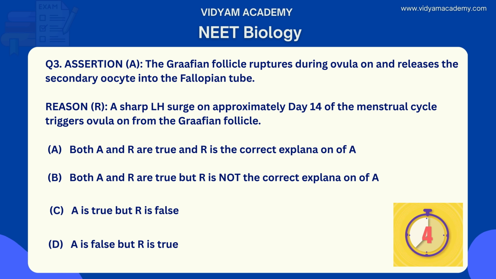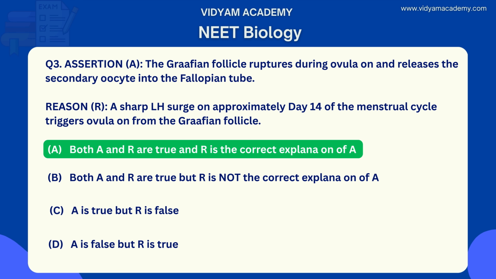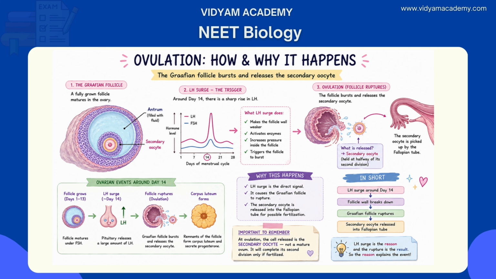What is the answer for this question? Your time starts now. Yes, the answer is option A. Both A and R are true, and R is the correct explanation of A. Why and how? Let's see the explanation. The Graafian follicle does rupture at ovulation and releases the secondary oocyte, which at this stage is arrested midway through its second meiotic division.